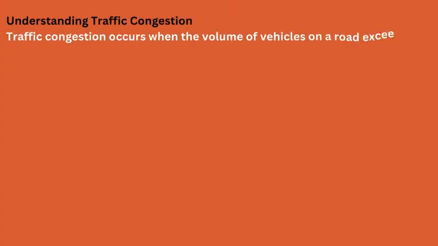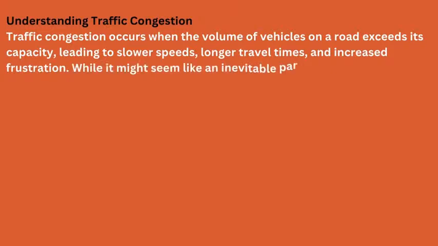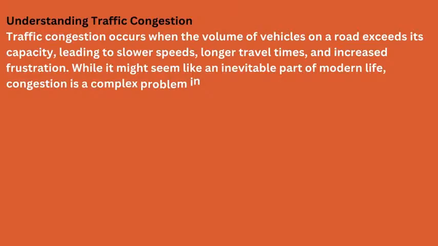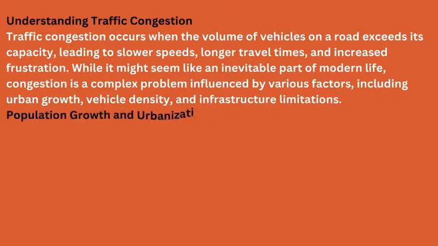Understanding traffic congestion. Traffic congestion occurs when the volume of vehicles on a road exceeds its capacity, leading to slower speeds, longer travel times, and increased frustration. While it might seem like an inevitable part of modern life, congestion is a complex problem influenced by various factors, including urban growth, vehicle density, and infrastructure limitations.